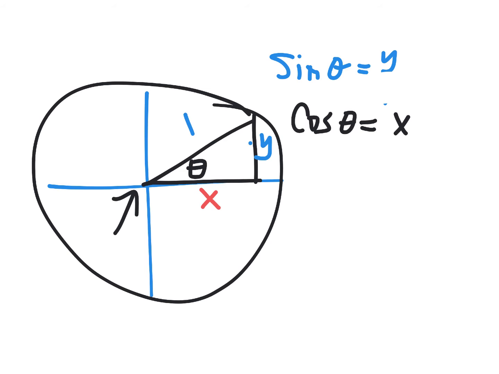So the sine is always the y value, and the cosine is always the x value, if the radius is 1. By the way, what's tangent then? Well, it's TOA, Mr. Sir. Opposite over adjacent. What's the opposite? Y. Over what's the adjacent? X. Tangent's y over x.